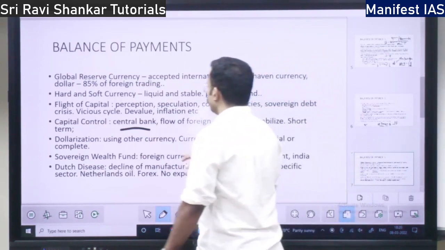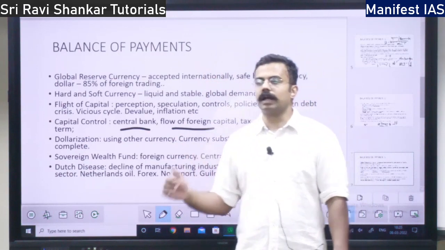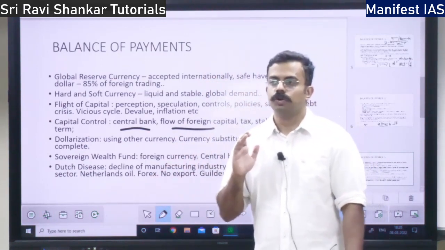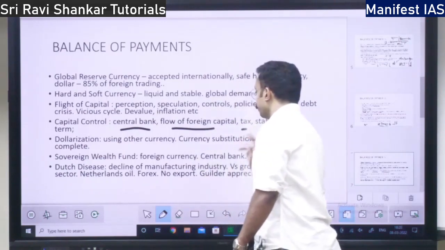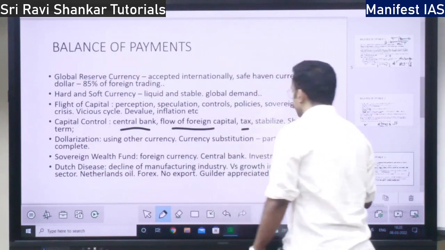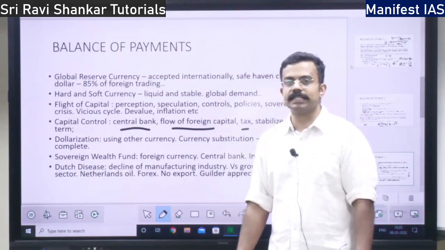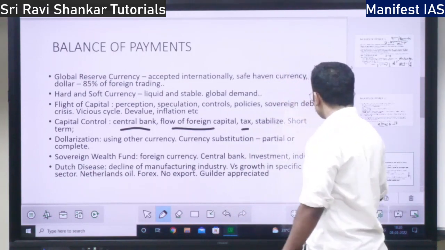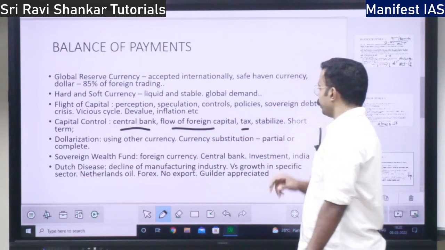How does it control the flow of foreign capital? How foreign capital comes into India, how does it go? That is controlled by the central bank. How does it control? By imposing taxes. If there are less taxes in the country, obviously more capital will come into India. If there are more taxes, then capital will not come into India. So that is capital control.